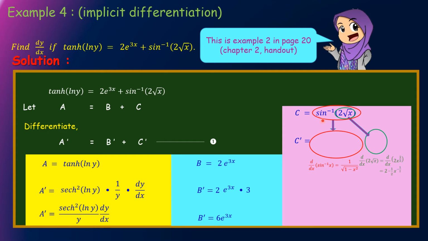And then to differentiate sin⁻¹(2√x), we refer to the basic formula, the derivative of sin⁻¹ of a single x, and the answer is 1 over √(1 - x²). So when we differentiate sin⁻¹(2√x), the answer should be 1 over √(1 - (2√x)²). Okay, we replace x by 2√x.